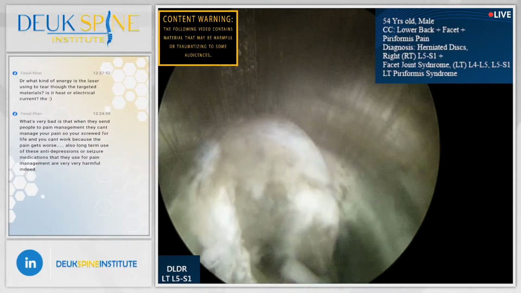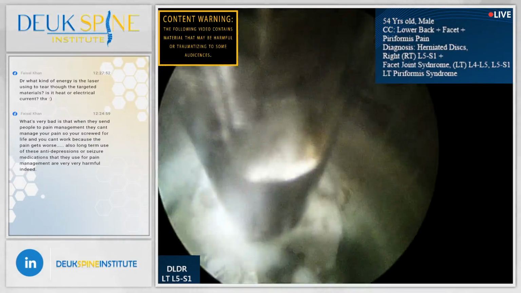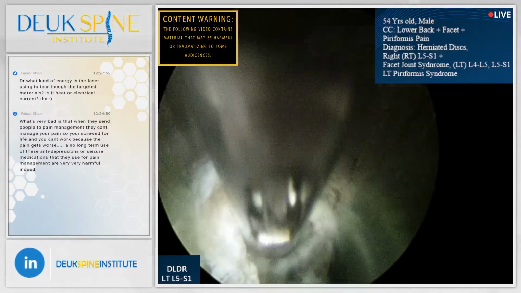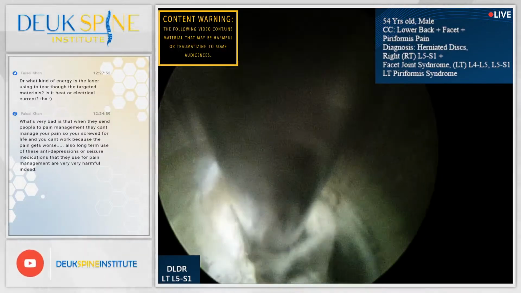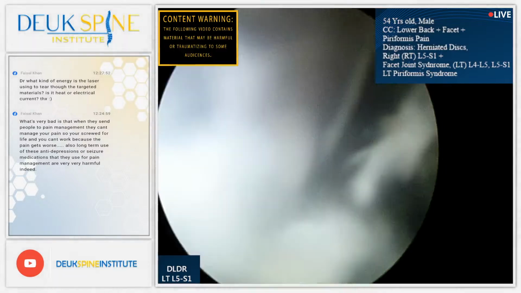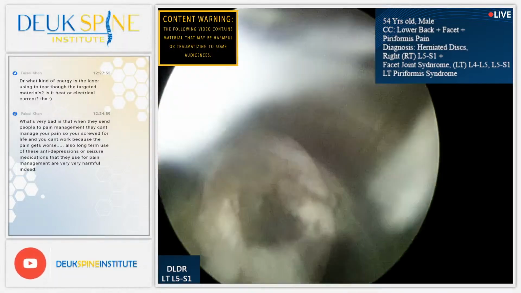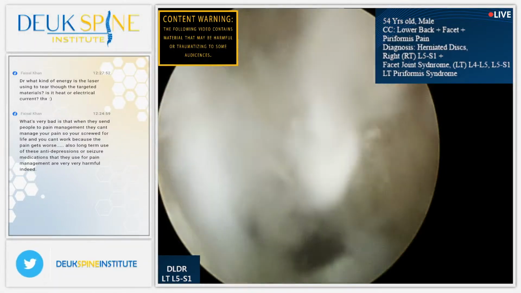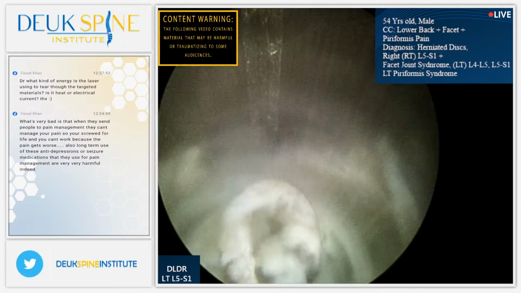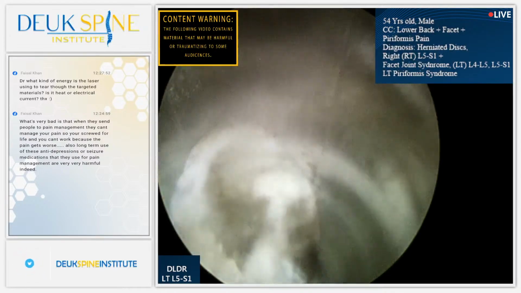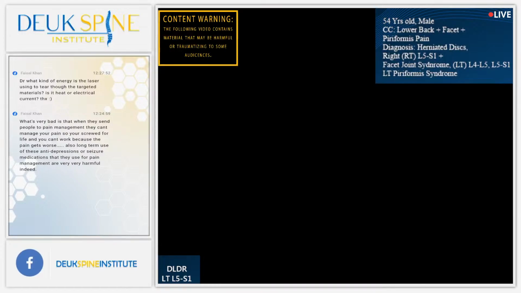All right, we're just about done. I've gotten as much of this herniation as I can. I can't grab any more. I don't feel any more. I feel like we got a good amount. He should do very well. There's still more there, but I can't get any more. We're done. All right, any other questions?